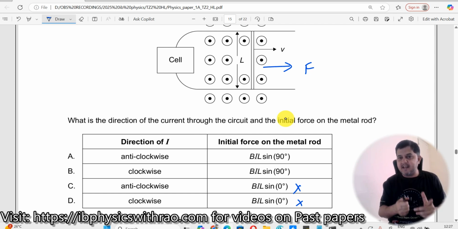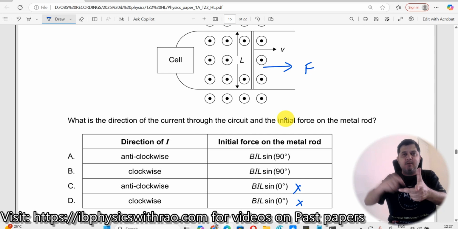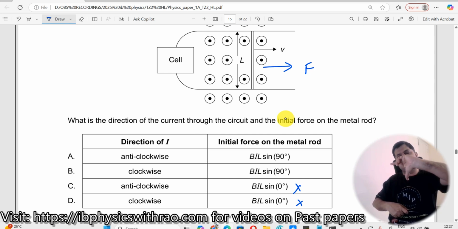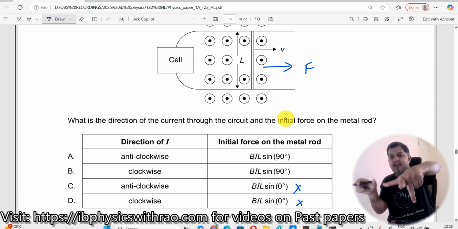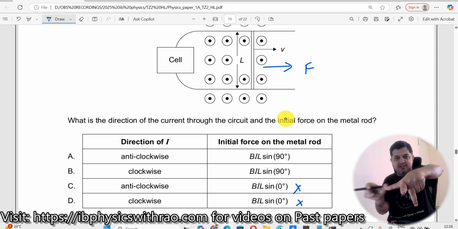This is a current carrying conductor kept in an external magnetic field. First I have to align my B, and I have to twist my finger, which is very difficult to do, so I'm keeping it like this. Suppose the magnetic field was directed inwards and the force was directed in this direction, the current would have been downwards.